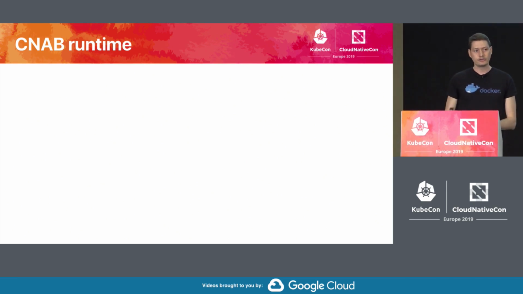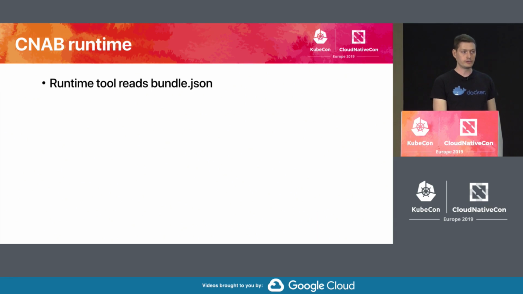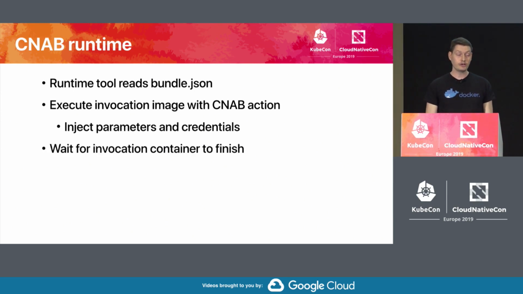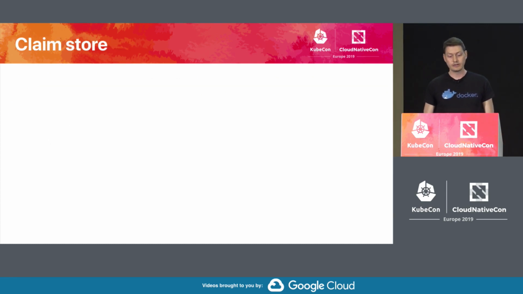We then get to the runtime, which ties all these things together. So the CNAB runtime reads the bundle.json, or the bundle definition. It then executes the image with the CNAB action, injecting the parameters, waits for the invocation container to complete, and then stores the result as what we call a claim. So that gets us to the claim store.